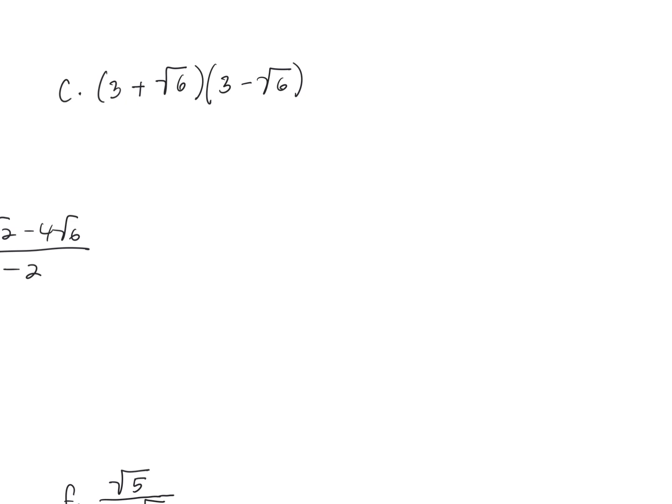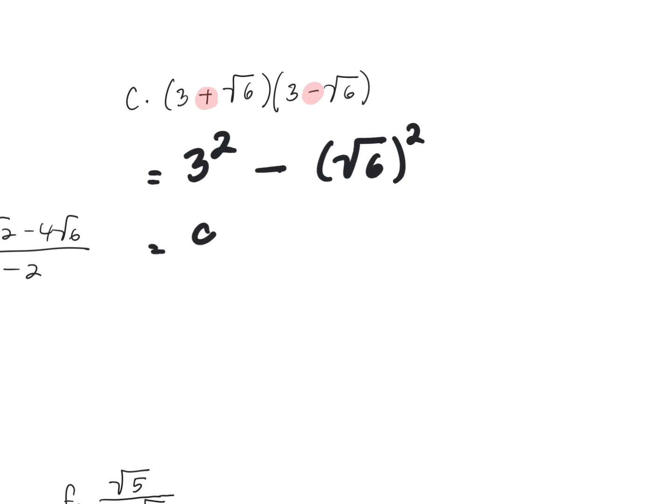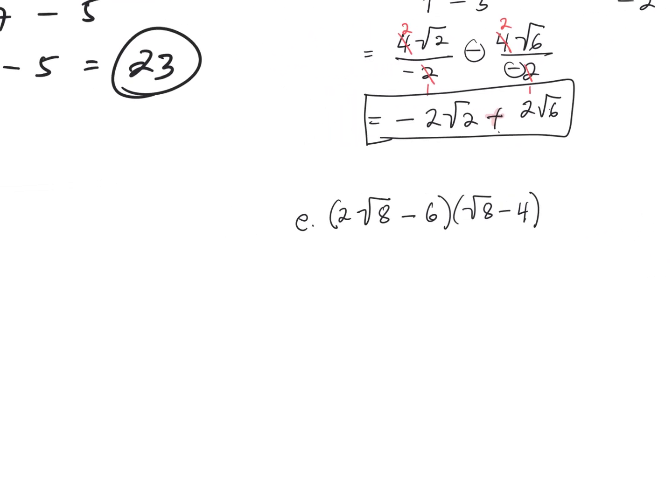Okay, letter C. I can actually see again here that we have the opposite signs of the binomial. So we can just simplify this by getting the first term, which is 3, and squaring it, minus the second term, root 6, squared. Simplifying, this is going to give you 9 minus 6, which gives you 3 as your final answer. Okay, let's go for letter D.